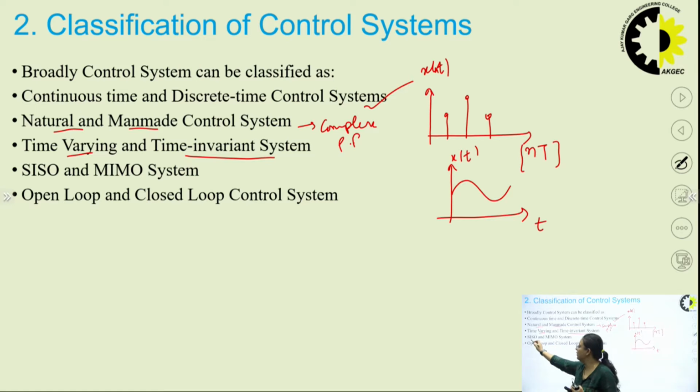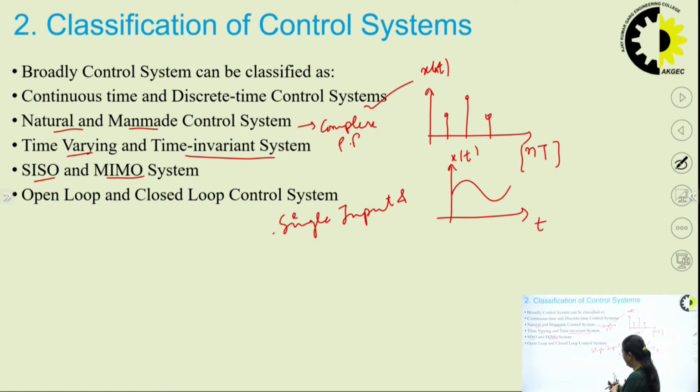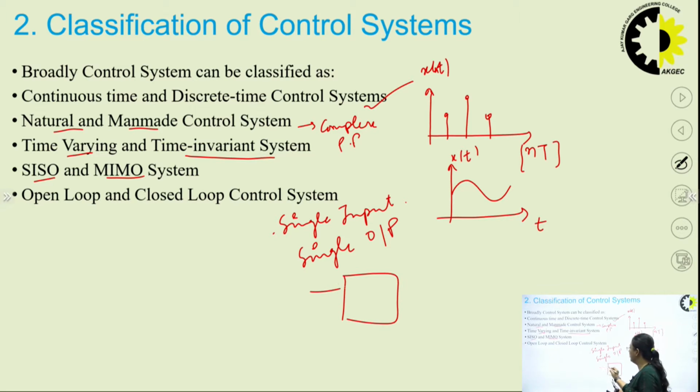Then another one is the SISO and MIMO system. SISO is single input and single output system. It means we have applied a single input to the system and we are getting a single output corresponding to that system. And MIMO system is multiple input, multiple output. We have applied multiple inputs to a system and we are getting multiple outputs from the system. That is called a MIMO system.